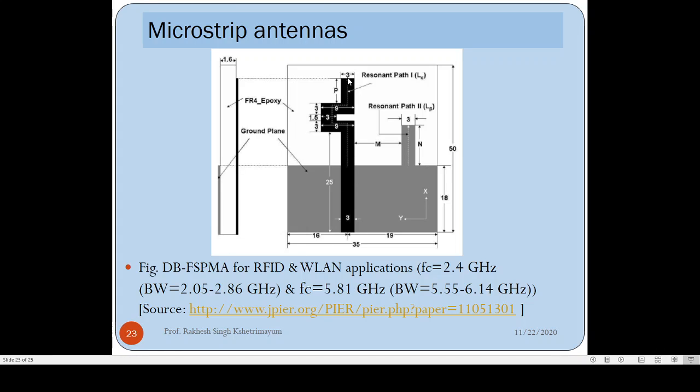This is one resonator, resonator part 1. This is another resonator. We actually put a stub in the ground plane. This is resonator part 2. Resonators 1 and 2 give me dual band performance, one for RFID application, one for wireless application. For the RFID application, the center frequency is around 2.4 GHz and bandwidth is from 2.05 to 2.86 GHz. For the wireless LAN application, the center frequency is 5.81 GHz. Bandwidth is from 5.55 to 6.14 GHz. If you are interested in this antenna, you can refer to this source here.